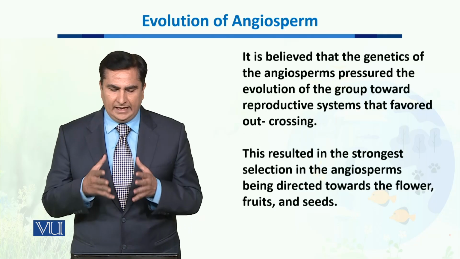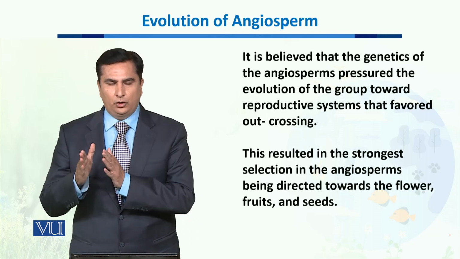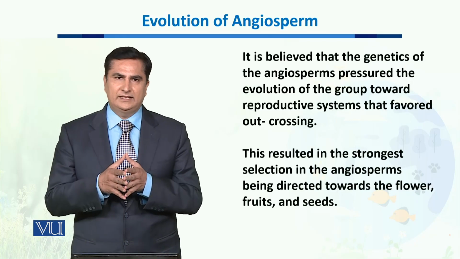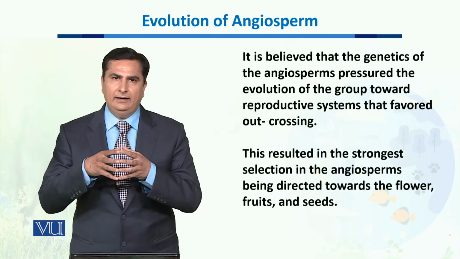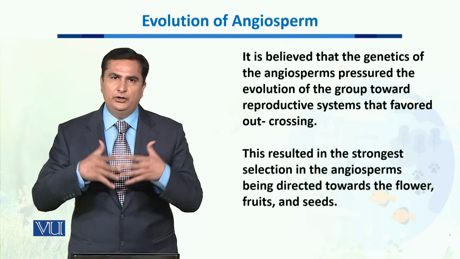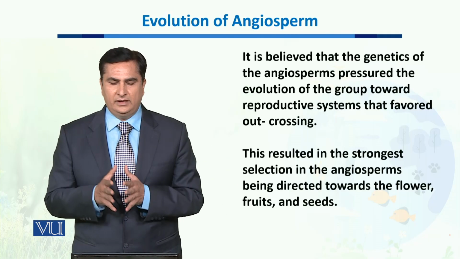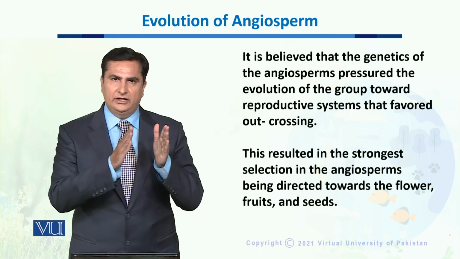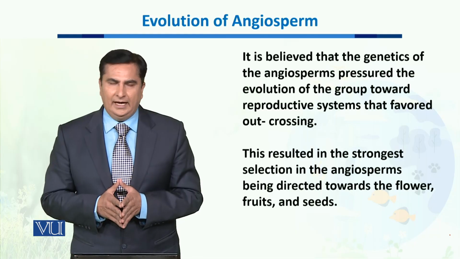It is believed that the genetics of the angiosperms pressured the evolution of the group towards a reproductive system that favored outcrossing, which means that it favored outbreeding. Different breeds came together and crossbred with each other to produce a large variety of these flowering plants. This resulted in a stronger selection in the angiosperms being directed towards the formation of flowers, a different variety of flowers, different variety of fruits, as well as seeds.